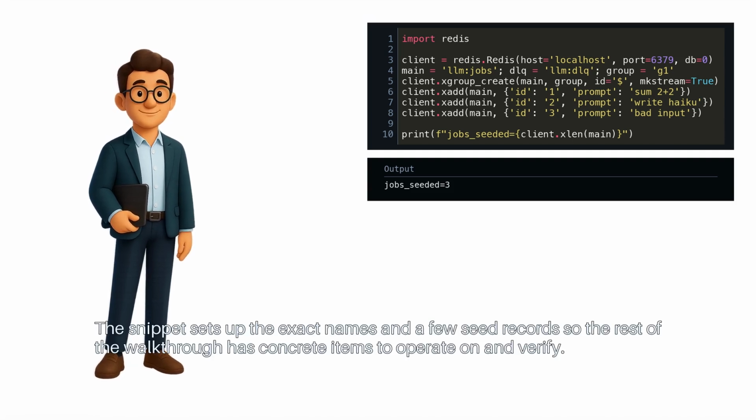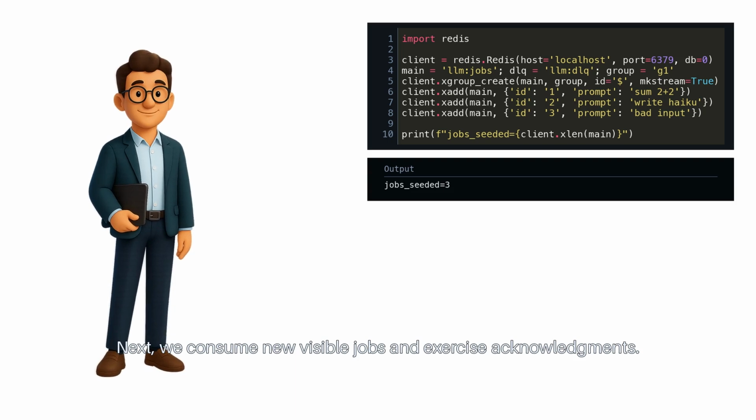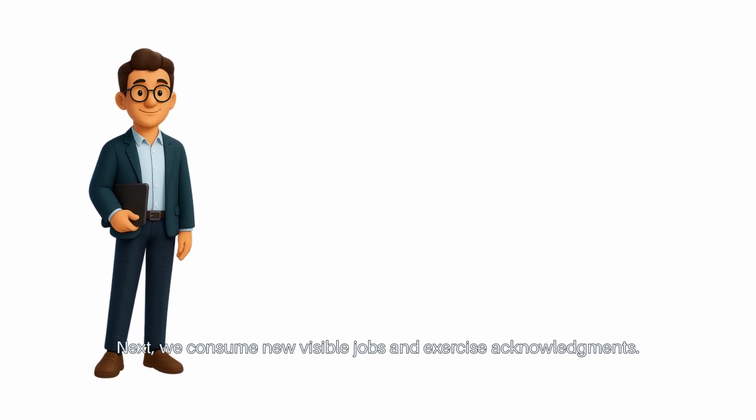The snippet sets up the exact names and a few seed records, so the rest of the walkthrough has concrete items to operate on and verify. Next, we consume new visible jobs and exercise acknowledgements.